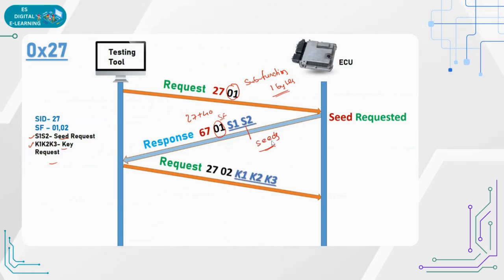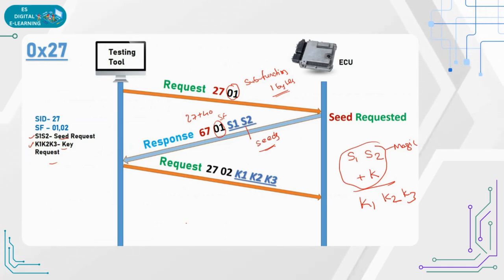So next is the response. Again, the request I am making. Now whatever the S1, S2 are, with S1 plus S2 I need to send the key. I will add it as K here, so K1, K2, K3 will be added. Whatever I am doing here is a kind of magic, and that magic we call a crypto algorithm.